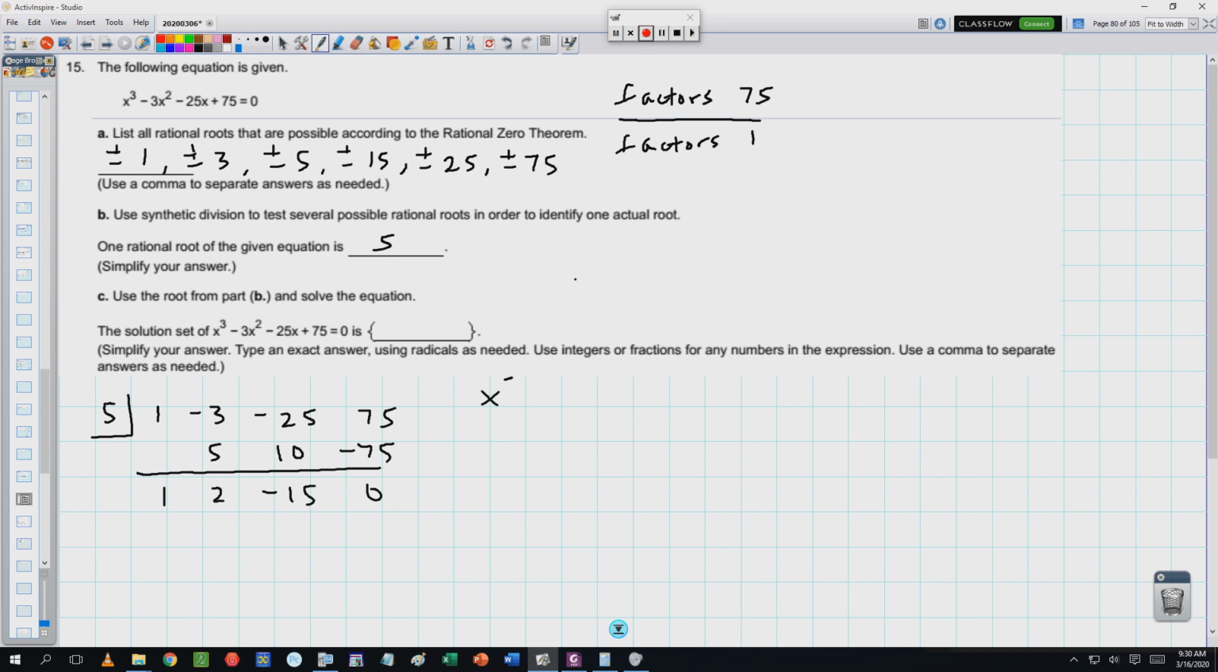And then I have x squared plus 2x minus 15. And I can factor this. X plus 5, x minus 3. X plus 5 will give me a negative 5, and that'll give me 3. So my answers are the 5 that I started with, negative 5, and 3.